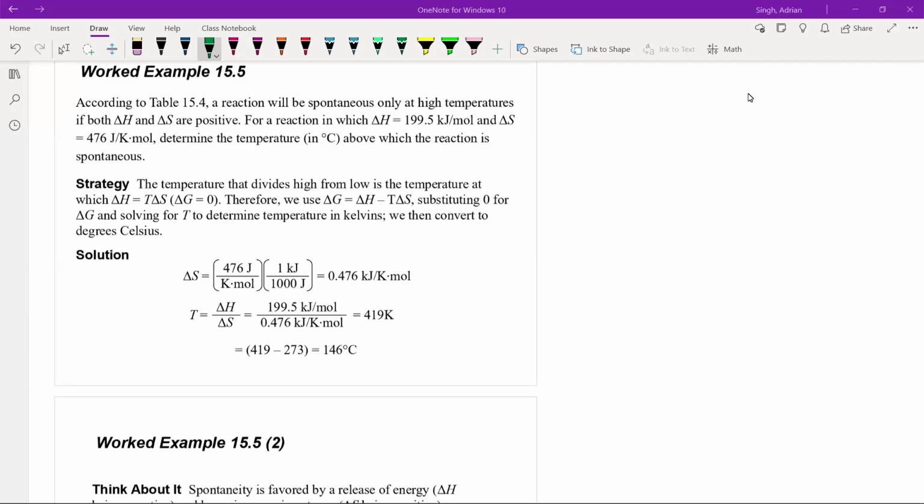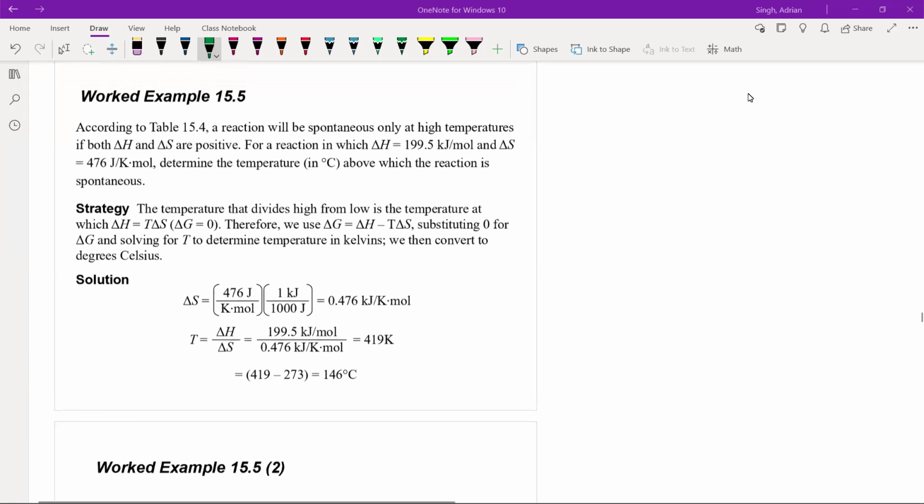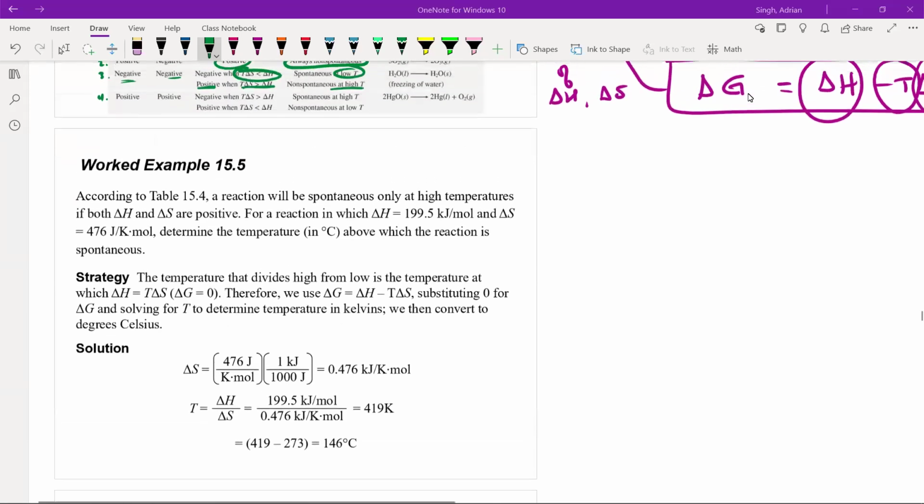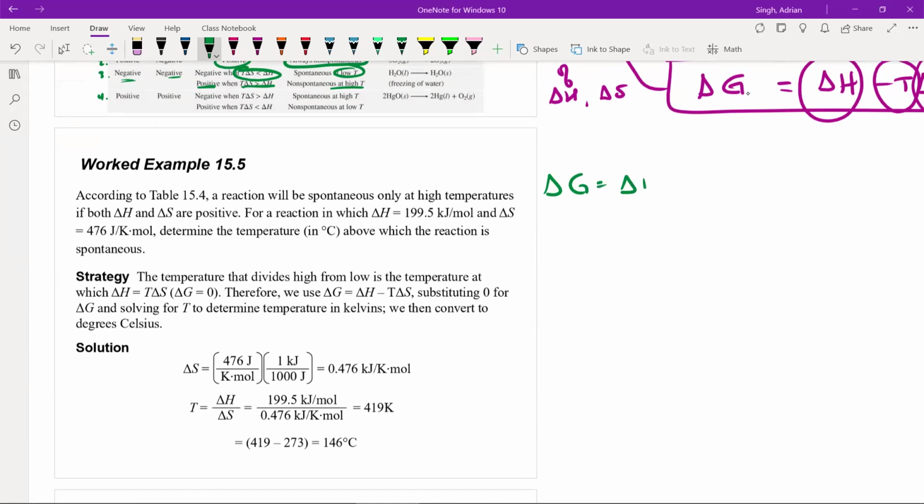Okay, so let's take a look at an example of how we can apply that equation to calculate different parameters. So we know delta G is equal to delta H minus T delta S. And according to the table we described above, our reaction will be spontaneous only at high temps if both the delta H and delta S are positive.